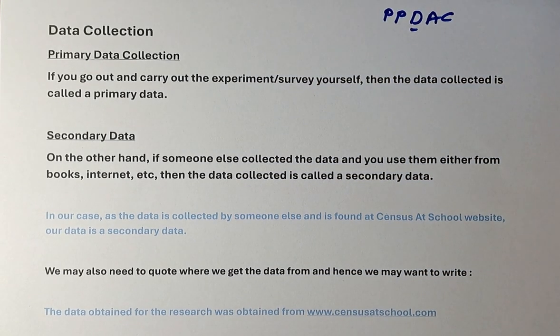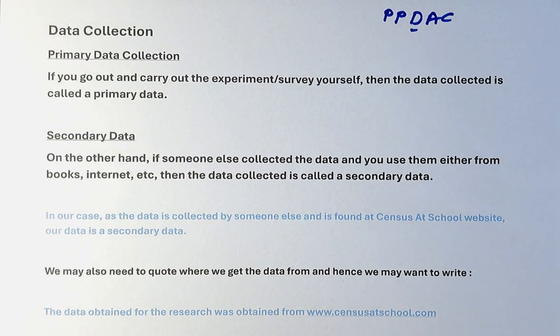Good day! In this video, we are going to do the third part of the PPDAC cycle. The D stands for data collection. Remember, in video 1 we have P. The first P is the problem, the second P is the plan, and now we have the third letter, which is D, called data collection.